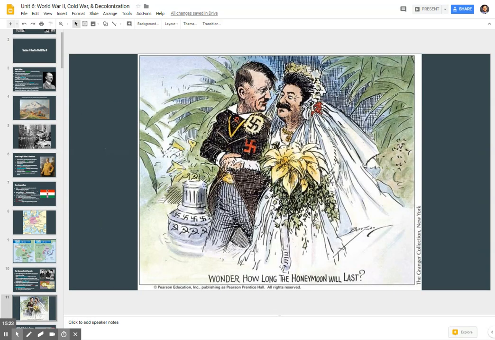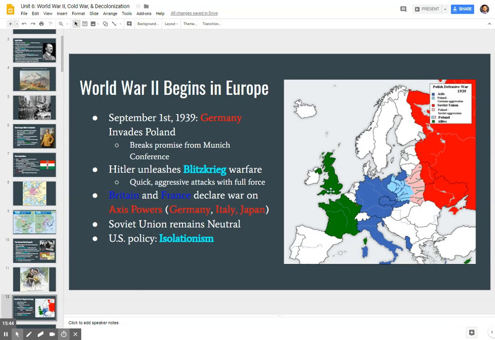All right, so here's a little cartoon kind of depicting their secret agreement. The Soviet Union and Germany were actually allies at first because of the non-aggression pact. They weren't fighting with one another. Basically, the Soviet Union was neutral, but they did not immediately join the Allies. They signed that non-aggression pact and split up Poland 50-50. But as we said, this will start World War II.